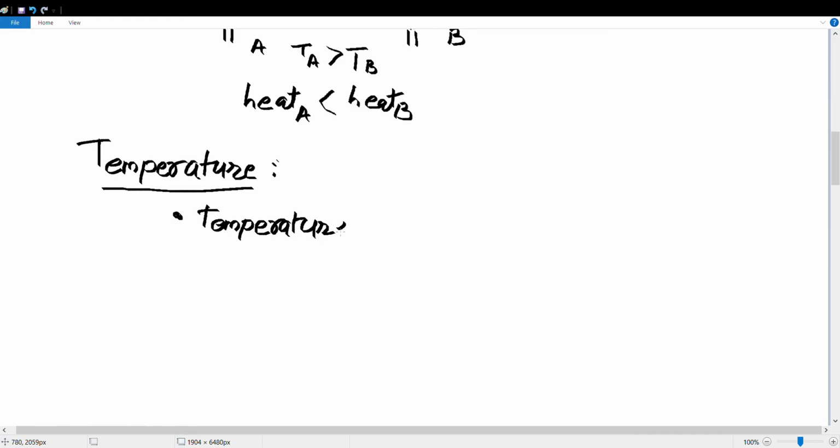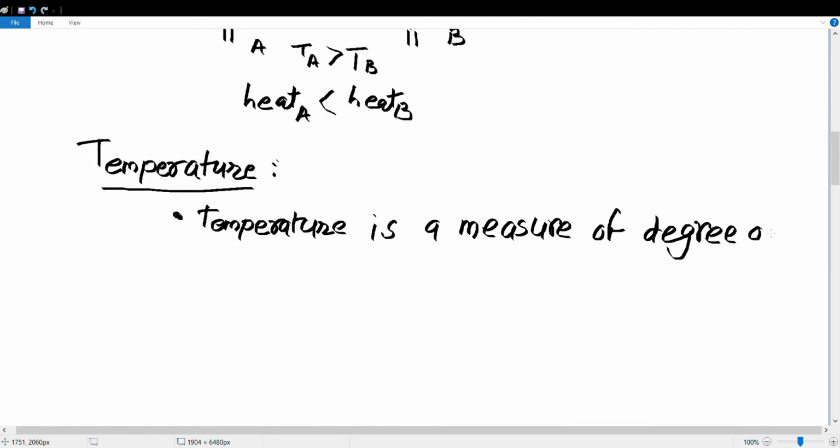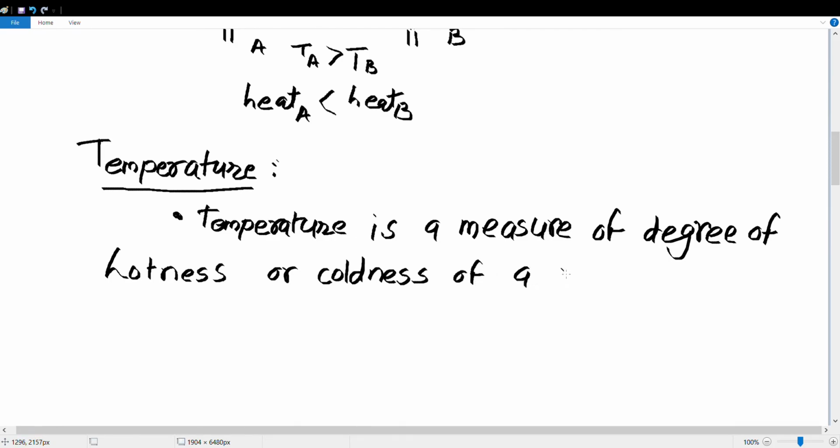Temperature is a measure of the degree of hotness or coldness of a substance. That is temperature. It just measures the degree of hotness or the degree of coldness of that particular substance.